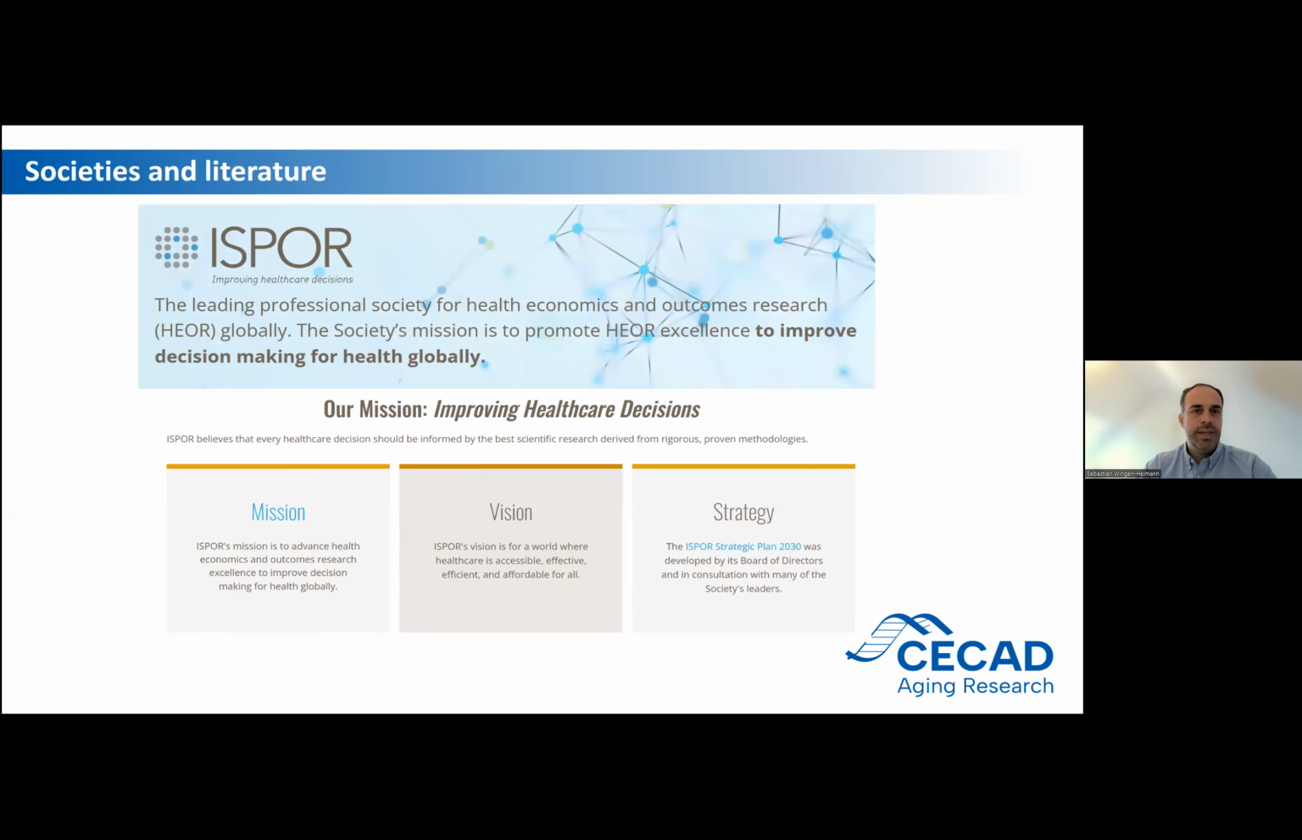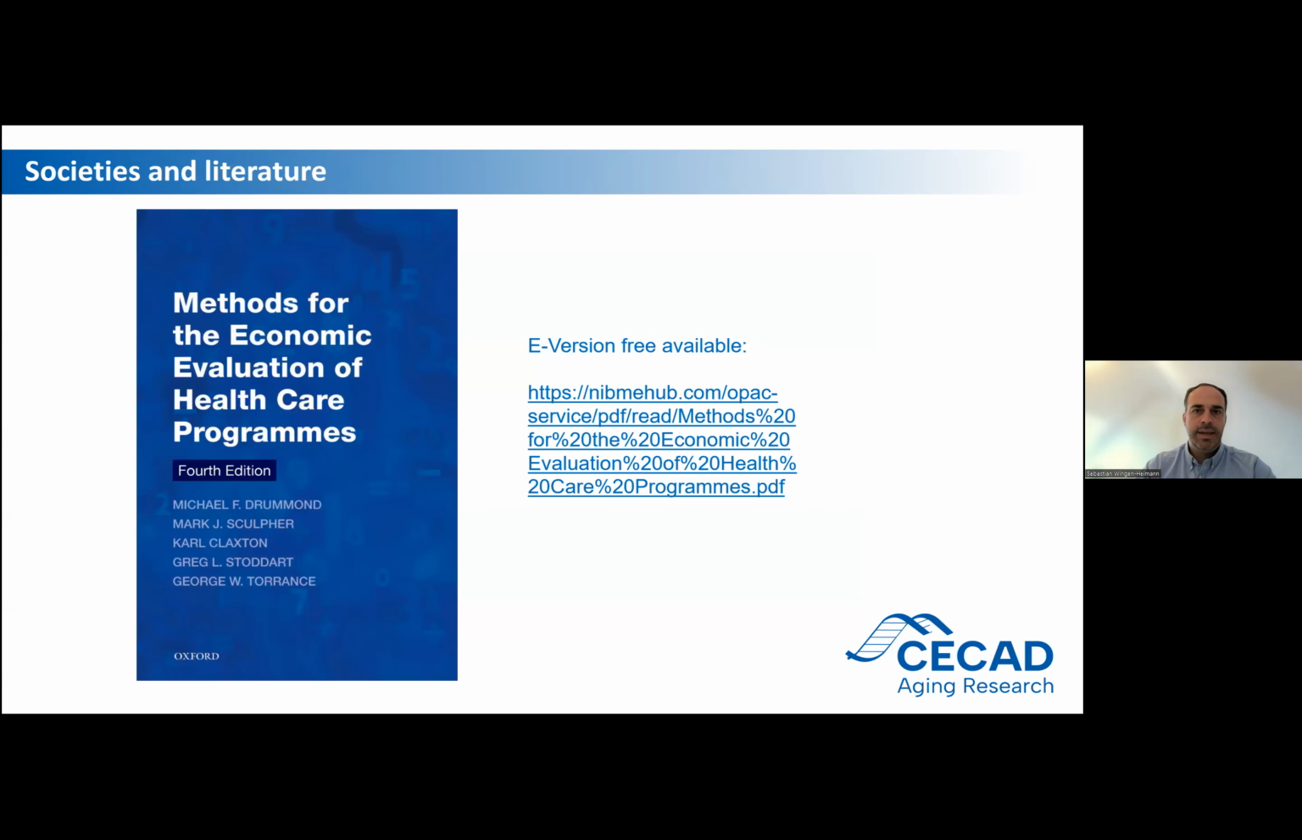So coming to the ISPOR, the leading professional society for health economics and outcomes research. The ISPOR's main goal is to improve decision-making for health globally. This is the freely available version of the book by Michael Drummond and colleagues, entitled Methods for the Economic Evaluation of Healthcare Programs. A very important book for health economists and in preparing health economic evaluations.